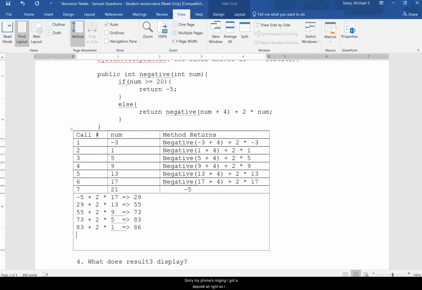Sorry, my phone's ringing. I gotta pause it. All right, so I screwed that math up. 2 times 1 is 2, plus 83 is 85. Sorry. So then we've got 85 plus 2 times -3, and that is -6. So 85 minus 6 is 79. So that's your final answer once you were to pop back up this stack and do the math. So again, sorry about that one. I wrote that down wrong.